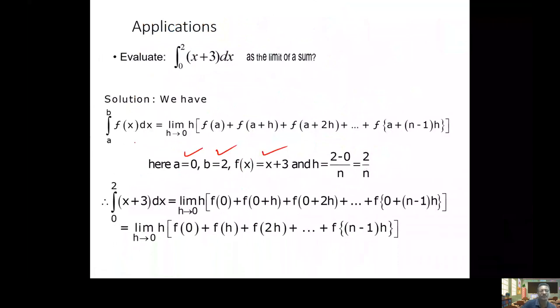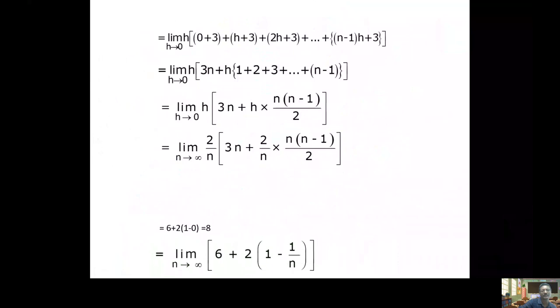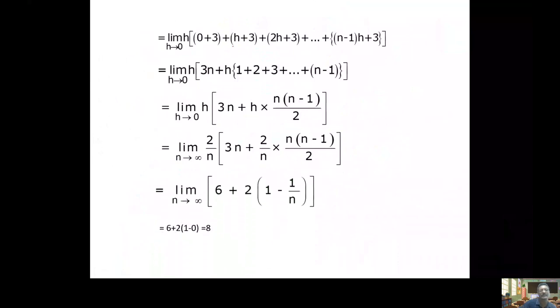So the formula is what? Integral a to b f of x dx is equal to limit h tends to 0, h into f of a plus f of a plus h plus etc. f of a plus n minus 1 into h. So integral 0 to 2 of x plus 3 dx is limit h tends to 0, h into f of 0 plus f of h plus f of 2h plus etc. f of n minus 1 h. f of 0 is 0 plus 3, f of h is h plus 3, f of 2h is 2h plus 3, f of n minus 1 h is n minus 1 into h plus 3.